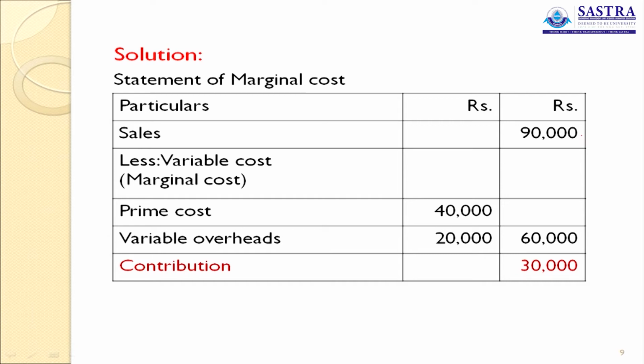Now you see the regular answer. Sales is 90,000. Variable cost or marginal cost, we have to take two figures, as I already explained: prime cost plus variable overhead. Prime cost equals direct material plus direct labor plus direct expenses. So prime cost 40,000, variable overheads 20,000. So total marginal cost is 60,000. So contribution is 30,000. This is the answer for this question.